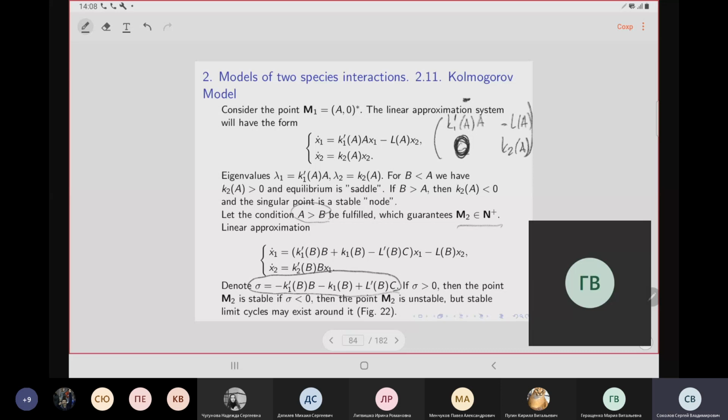So if this sigma is positive, then the point M2 is stable. And if it is negative, then the point M2 is unstable. But still, there can exist some stable limit cycles around. It's not that complicated. We just find the equation for eigenvalues, and we can easily see the condition for our eigenvalue problem. So if sigma is positive, then all the roots of our eigenvalue equation have negative real parts.